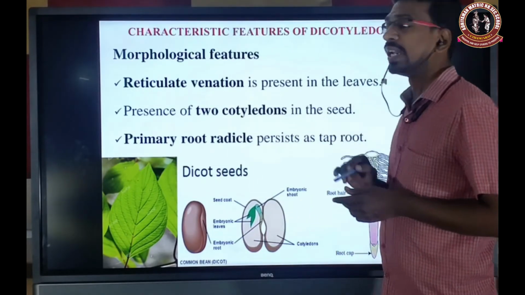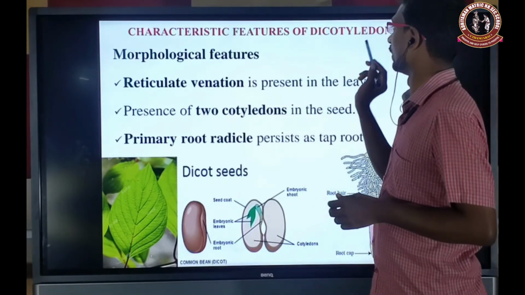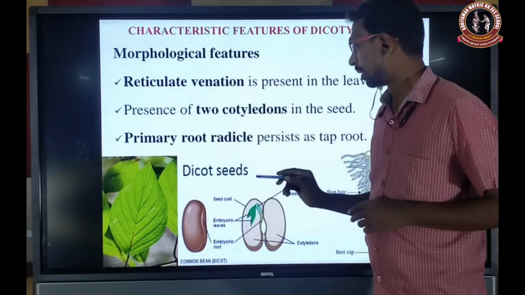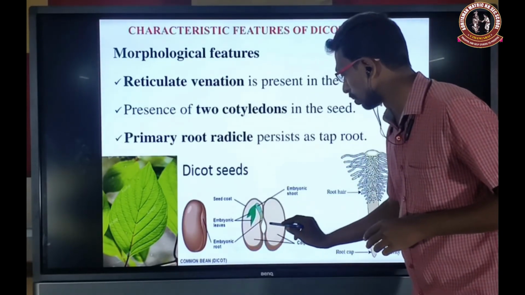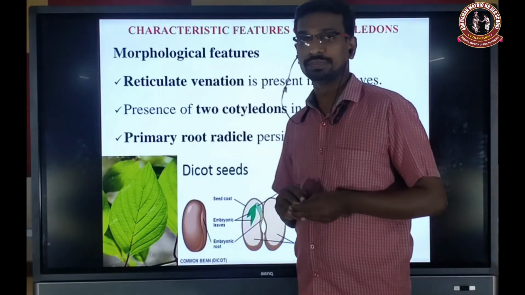Seeds have two cotyledons. That's why it's called di. Di means two cotyledons. So the number of cotyledons is two.